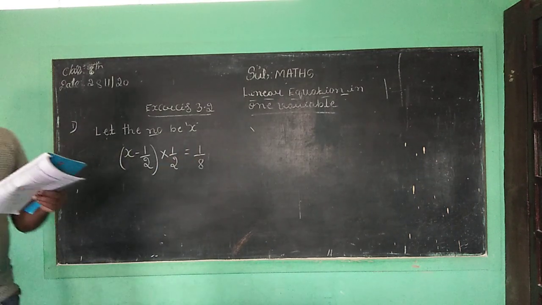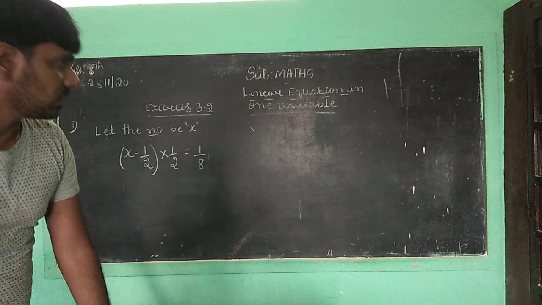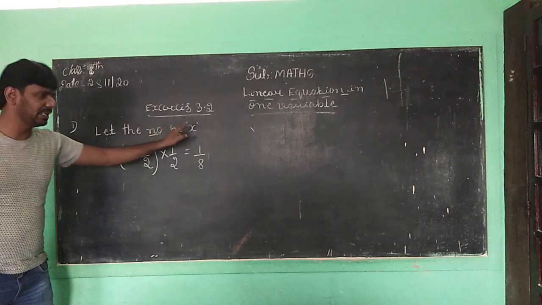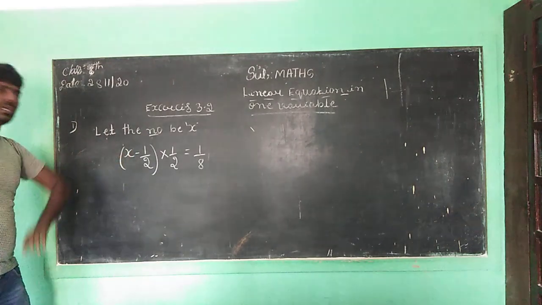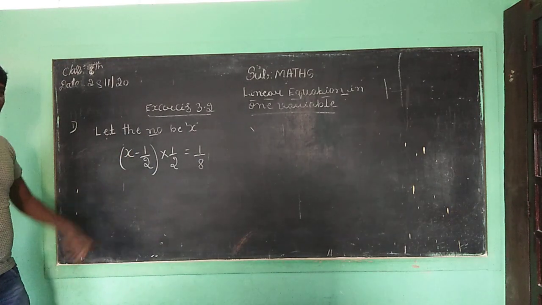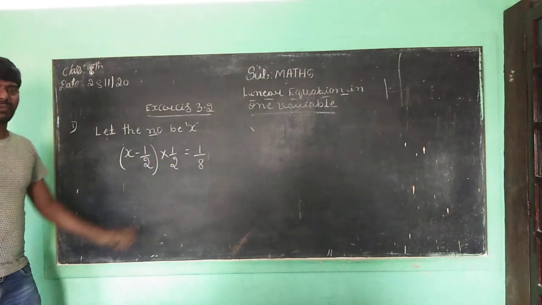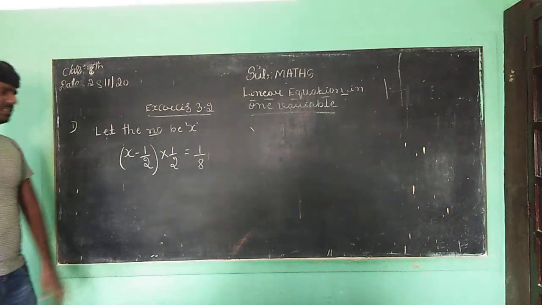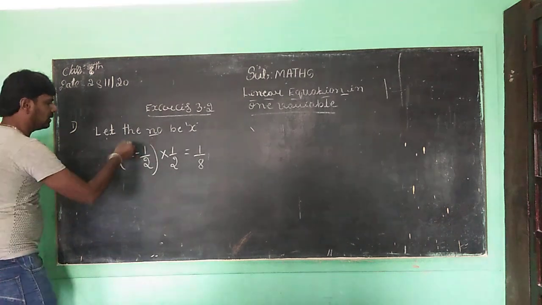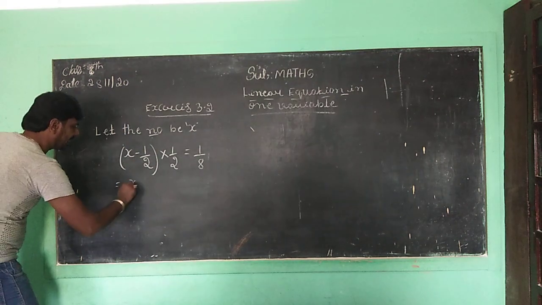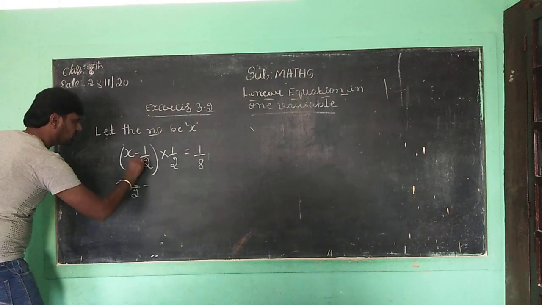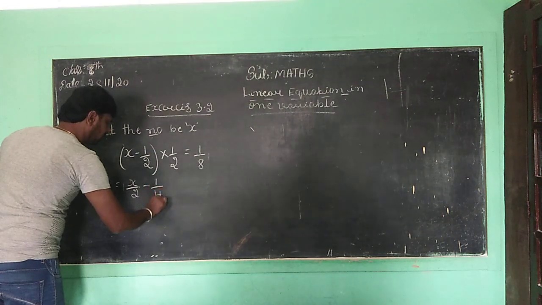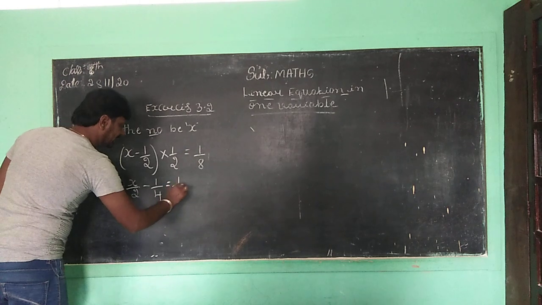Now, see students, if you subtract 1 by 2 from a number, that's why let the number be x. The subtraction symbol is minus. x minus 1 by 2 multiplied by 1 by 2, getting the result 1 by 8. Correct children? That's why we want to multiply here. 1 by 2 into x is equal to how much, children? That is x by 2 minus 1 by 2 into 1 by 2, which is equal to minus 1 by 4 is equal to 1 by 8.